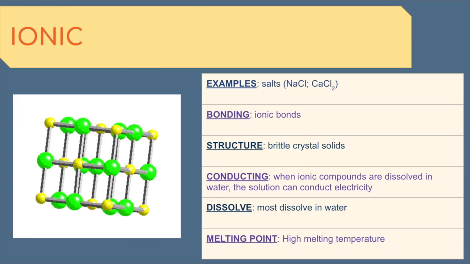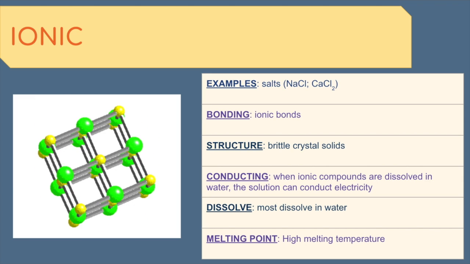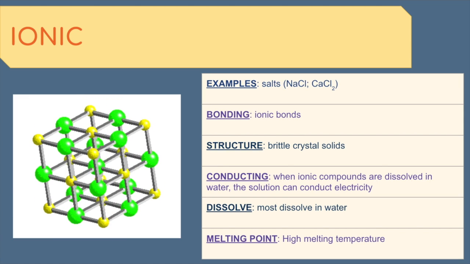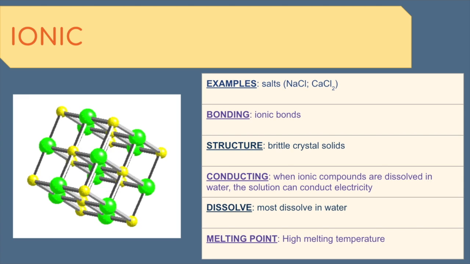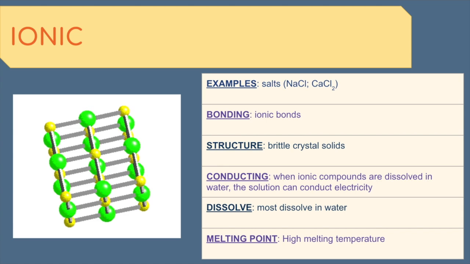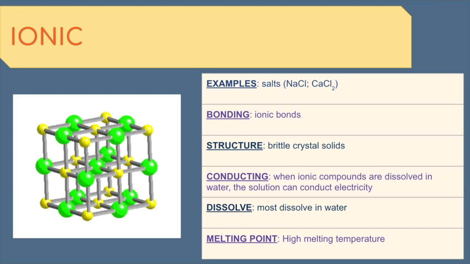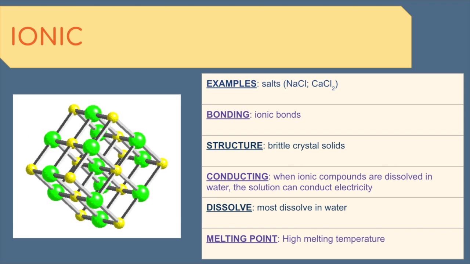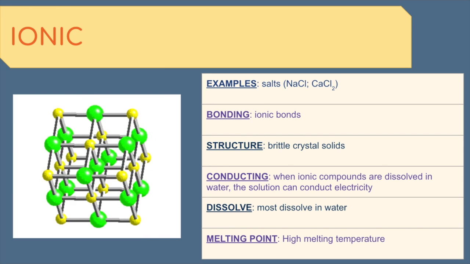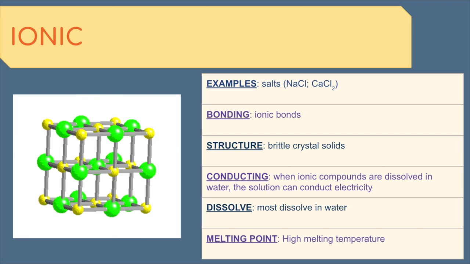When ionic compounds are dissolved in water, the solution can conduct electricity. So whenever you think about water being conductive of electricity, it must mean that there's some kind of ions in there. If we had pure water in here and tested the ability to conduct electricity, it would not. But if we were to put table salt in there and dissolve it, we should find that the sample would then conduct electricity. So it is the ions found in water that cause the electricity to be conducted.